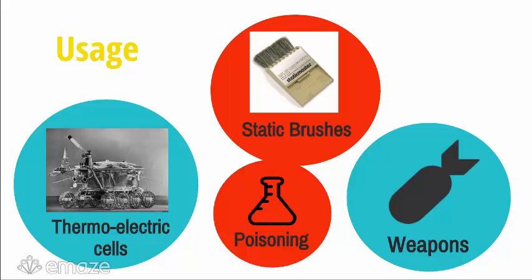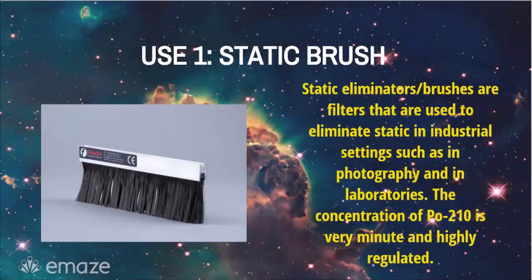Polonium-210 has a wide range of uses, from thermoelectric cells on lunar rovers to static brushes and poisoning to weapons. Its first use is as a static brush. Static eliminators or static brushes are filters that are used to eliminate static in industrial settings, such as in photography and in laboratories. The concentration of polonium-210 is very minute and is highly regulated.